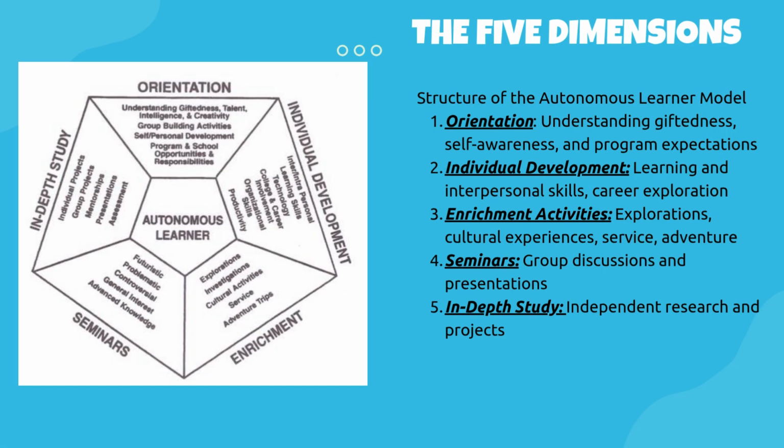What is the structure of the Autonomous Learner Model? So there are five dimensions in the model. The ALM is structured around these five key dimensions. First is orientation, where students learn about themselves and the process of lifelong learning. Second is individual development, which focuses on personal and interpersonal skills.